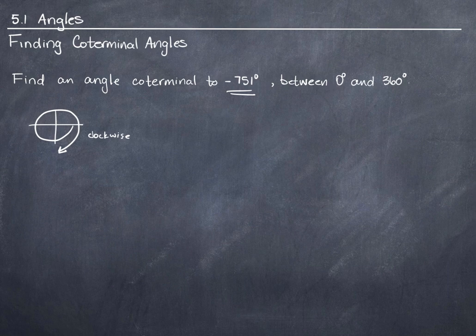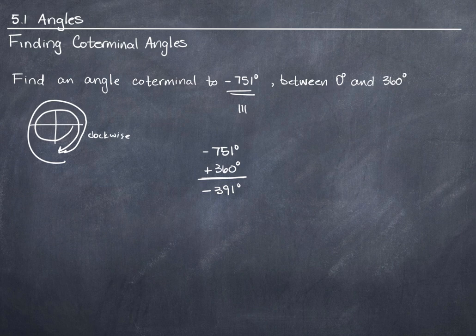To get to this angle, I have to have gone in the clockwise direction. So if I want an angle that's between 0 and 360 that's coterminal to this, I'm going to have to back up. I'm going to have to add 360. So I'm going to take negative 751 degrees, and I'm going to add 360 degrees. And again, just using my calculator, when I do that, I get negative 391.